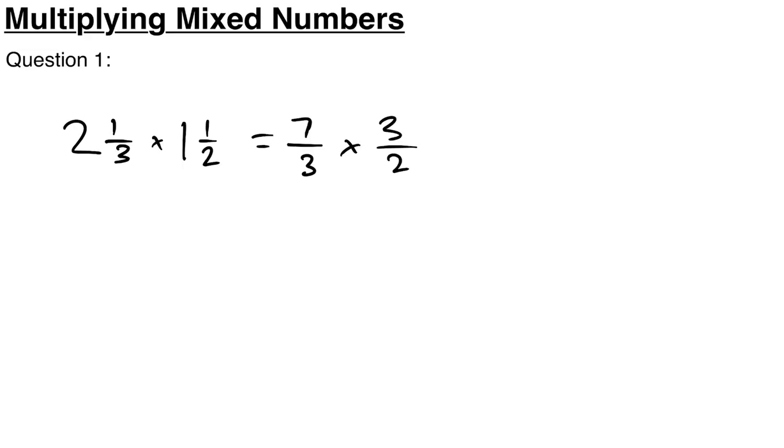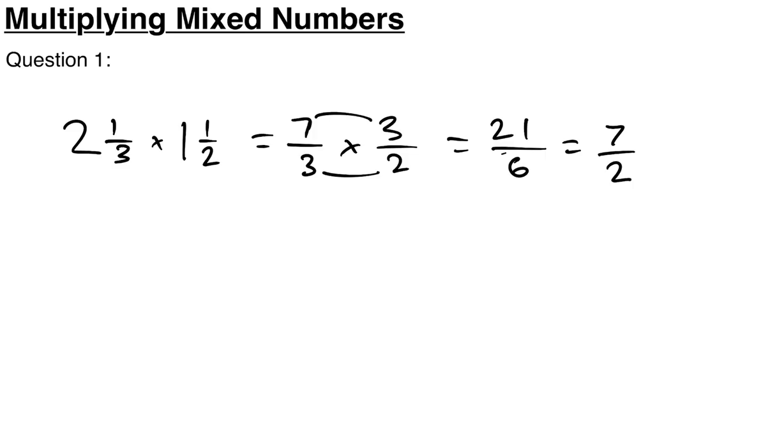And now that we have two improper fractions, we can simply multiply across. So 7 times 3 is equal to 21, and then 3 times 2 is equal to 6. And we can further simplify this by dividing the numerator and the denominator by 3 each. So 21 divided by 3 is equal to 7, and then 6 divided by 3 is equal to 2.